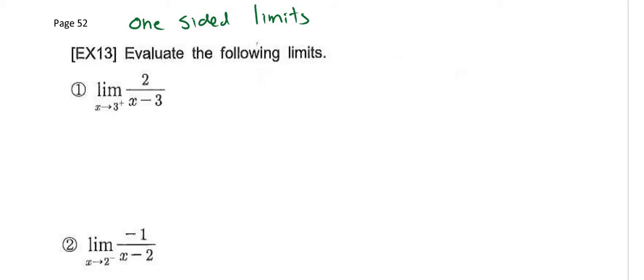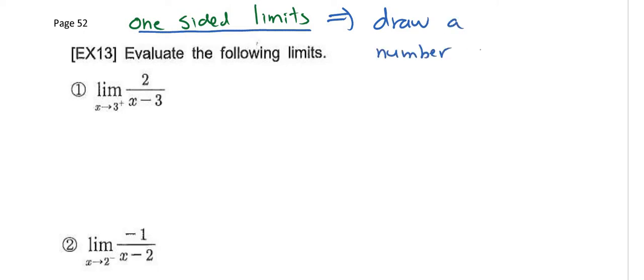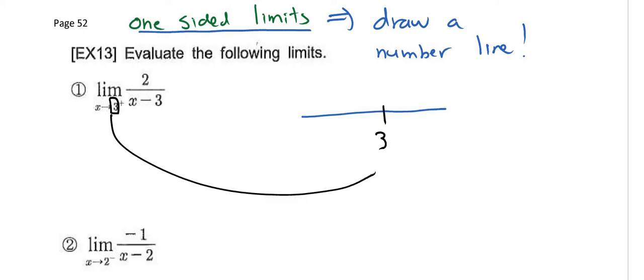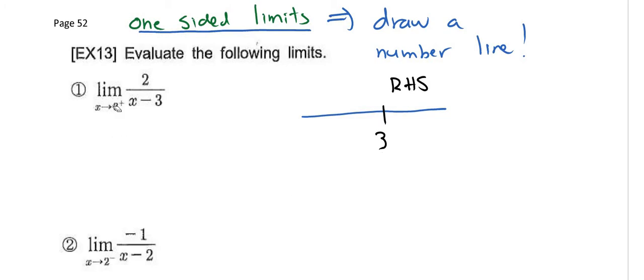Okay, so when you have a one-sided limit problem, I would go ahead and draw a number line. Okay, so here's my number line, and the number that goes in the middle is going to be this 3. So this 3 would go somewhere on your number line. And since you're dealing with a plus sign, you want to look at the right hand side, because you're approaching this question from the right hand side. So this is your first step.